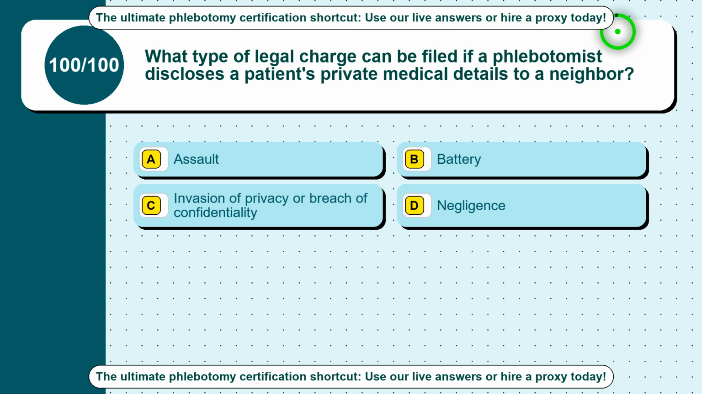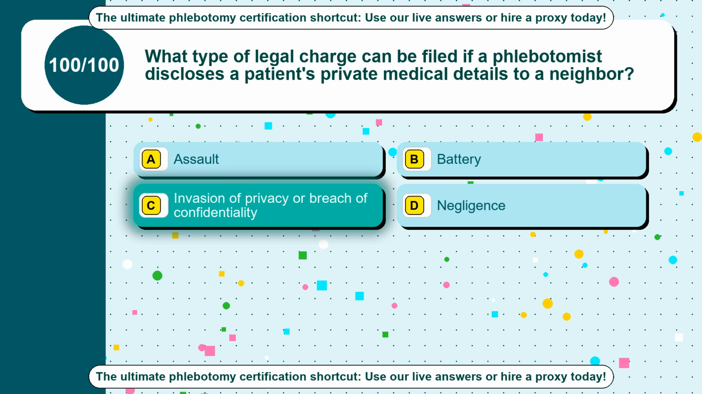Question 100. What type of legal charge can be filed if a phlebotomist discloses a patient's private medical details to a neighbor? Option A. Assault. Option B. Battery. Option C. Invasion of privacy or breach of confidentiality. Option D. Negligence. The correct answer is option C.